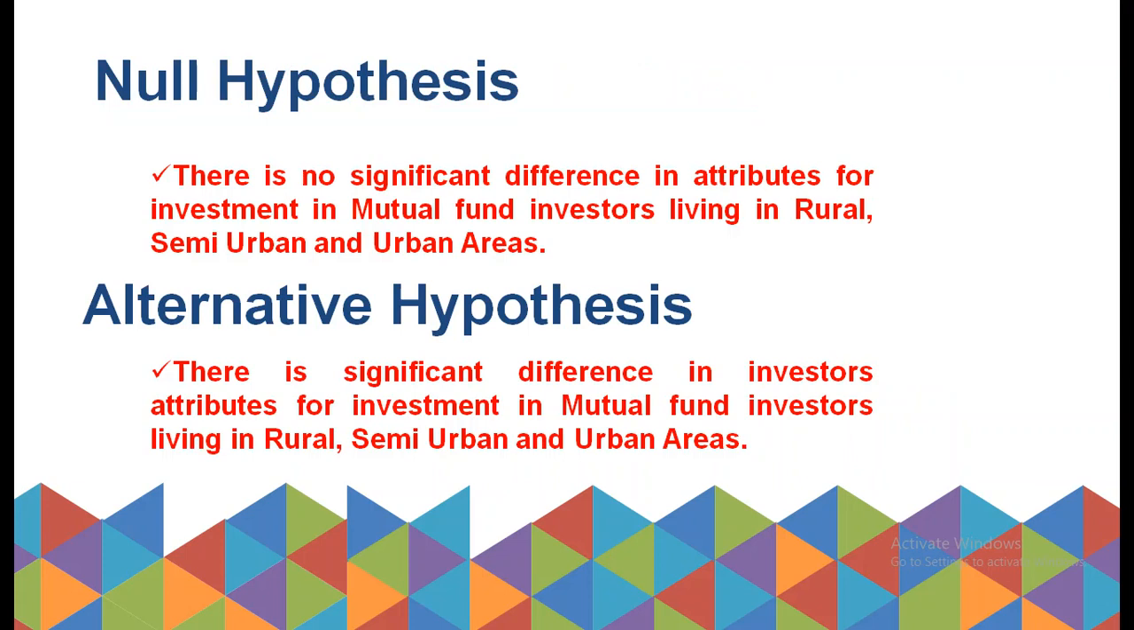So what will be the hypothesis for this? The null hypothesis for this test and this example will be: there is no significant difference in the attribute for investment in a mutual fund for investors living in rural, semi-urban and urban areas. The alternative will be: there is a significant difference in the investor attribute for investment in mutual funds for investors living in rural, semi-urban and urban areas. Let us understand this hypothesis by practically running this test in SPSS software.